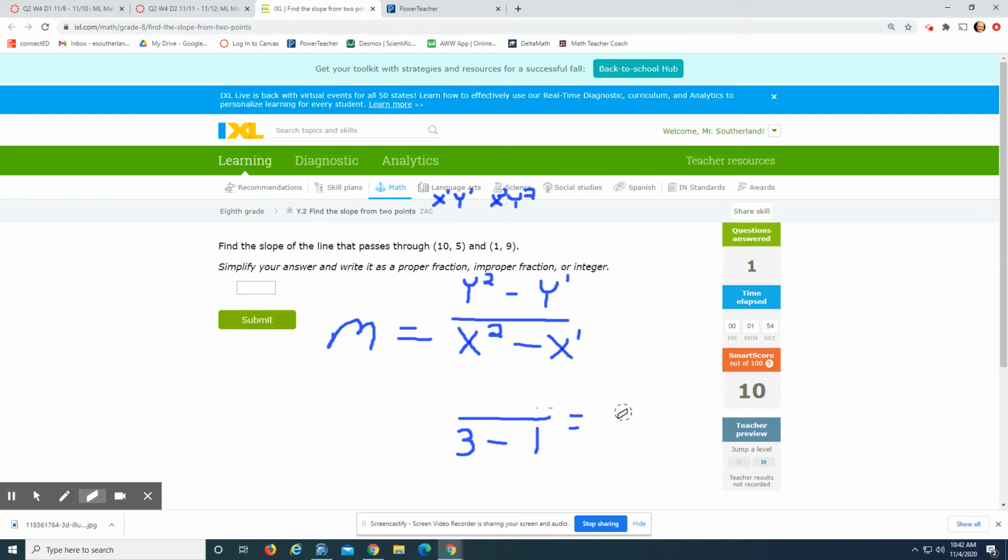The same thing is going to be true for the next problem. It's the same equation. And so I can go through and say, okay, well, the first one, I'm going to title X1, and so on. And so then I'm going to say, okay, so if I do that, then that means that it's going to be 9 minus 5 over 1 minus 10. Nine minus 5 is 4. 1 minus 10 is negative 9.